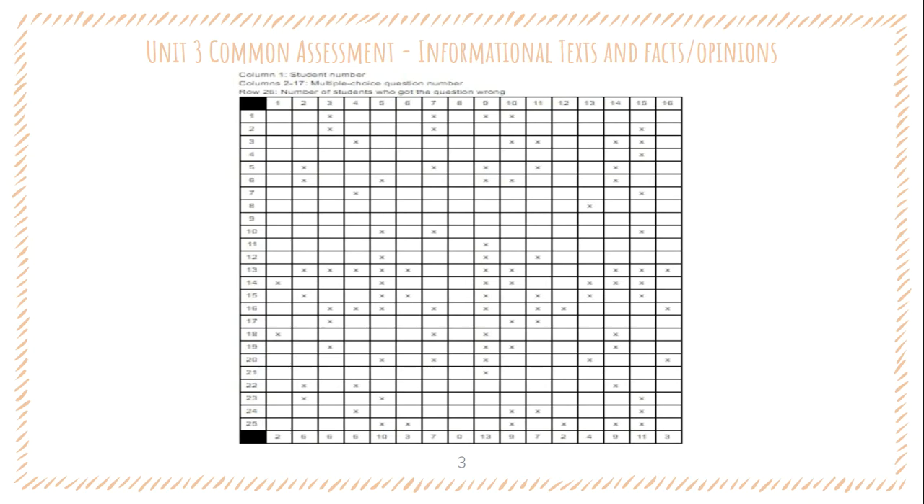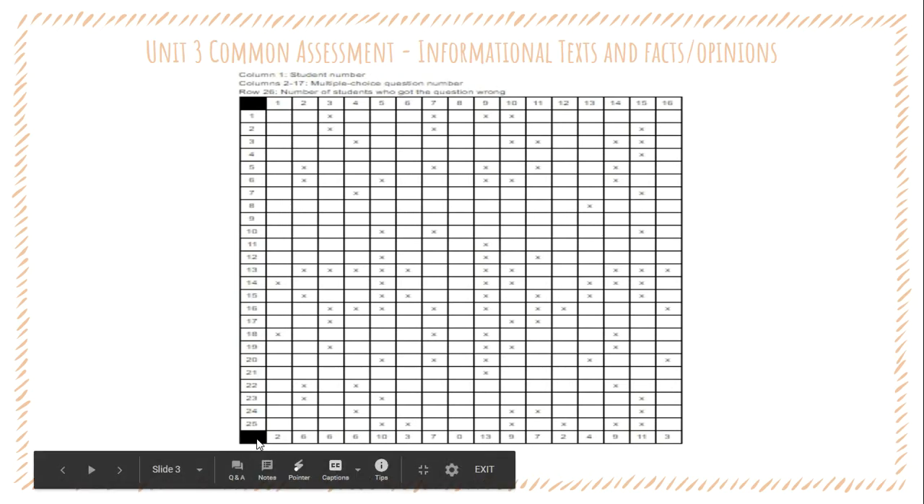The first column here is the student number corresponding to the test scores from the previous slide. Then columns 2 through 17 are the actual multiple choice question numbers. Across the top row here, you see 1 through 16. Those are the multiple choice question numbers. And then row 26, which is the very bottom row, begins with the black box right here.